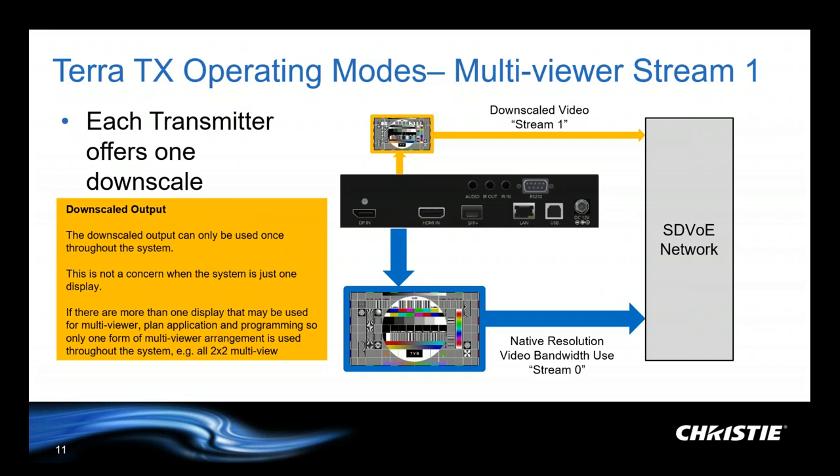Now, stream 1, the yellow part at the top just above the TX, you can see on the slide here, is a scaled down version of that. And that could also be published onto the SDVoE network. And it's this stream 1 that gets subscribed to by the receiver when it's in multi-view mode. The receiver can subscribe to several stream 1 publications at the same time.